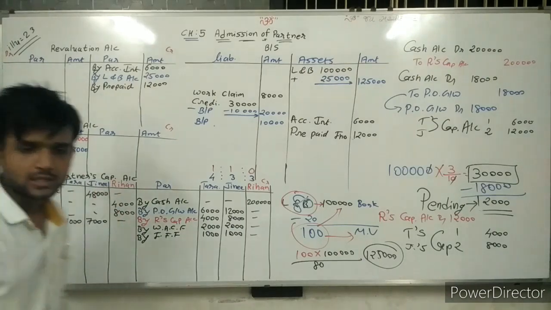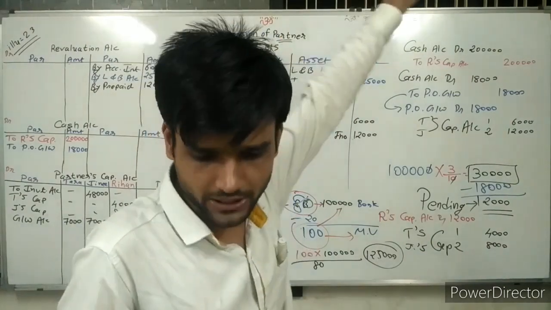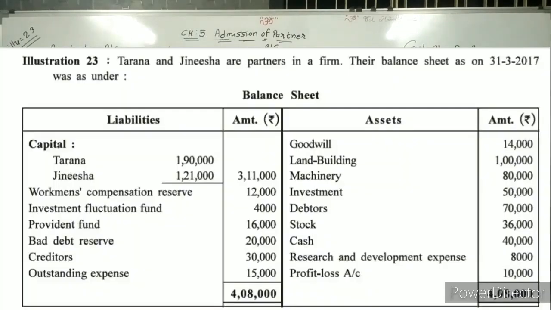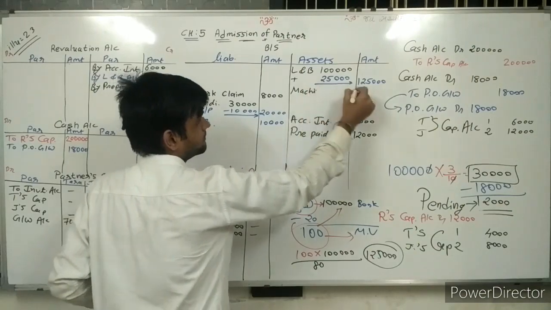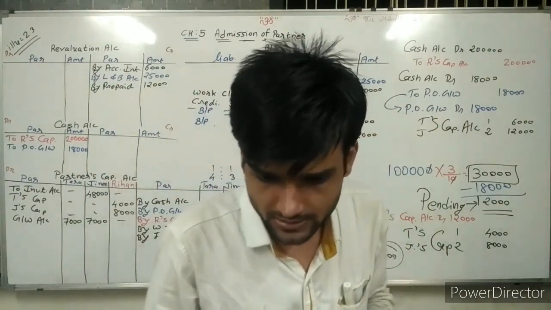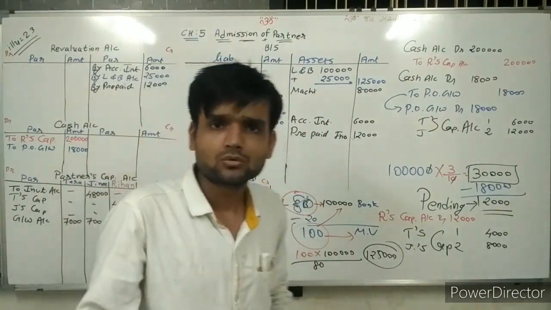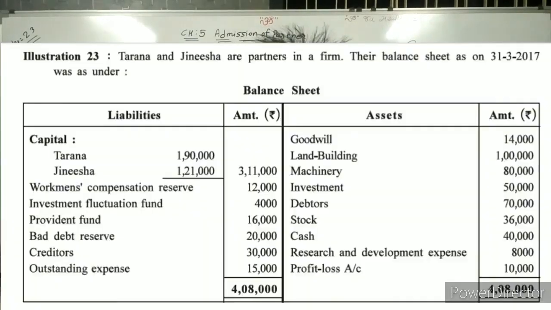Going ahead. Land and building is written, completed. Machinery is not written yet. Write down machine 80,000. Investment becomes zero, taken over by the partner. Debtors 70,000, write as it is.